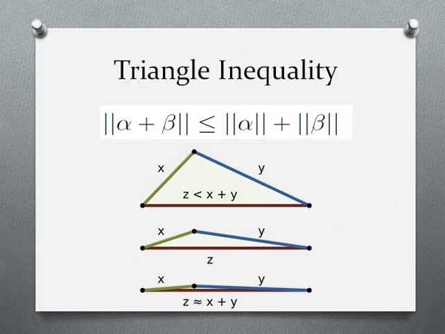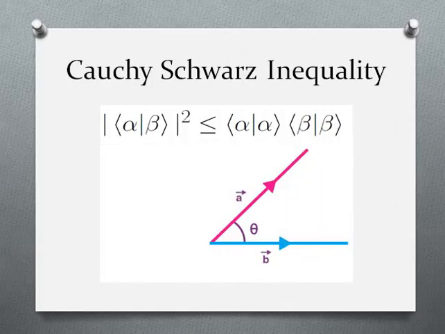The second one is called the Cauchy-Schwarz Inequality. The Cauchy-Schwarz Inequality is also a very, very powerful statement, right?